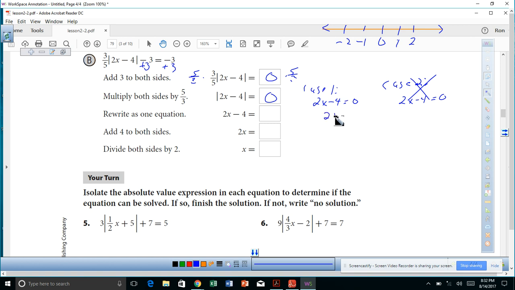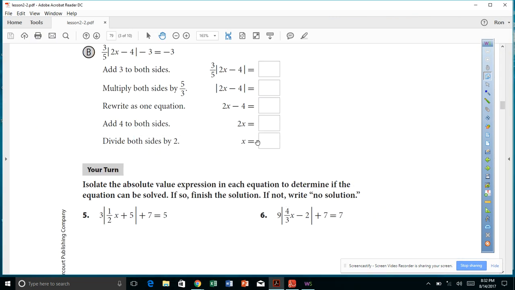Add 4 to both sides. 2x minus 4 equals 0, add 4 to both sides, so 2x equals 4. Divide both sides by 2, and you got x equals 2. So there's one solution. And what that would look like graphically, I'm just going to draw one. It's not necessarily this one right here. We'll put it right there. And you're looking at one where the line goes through the vertex like that. Okay?